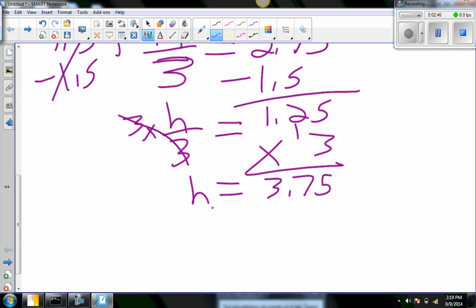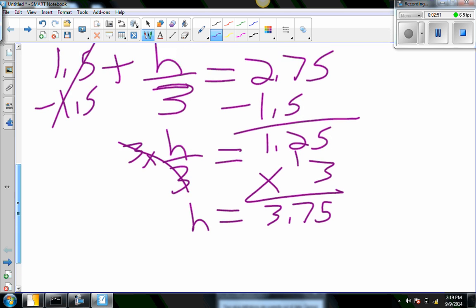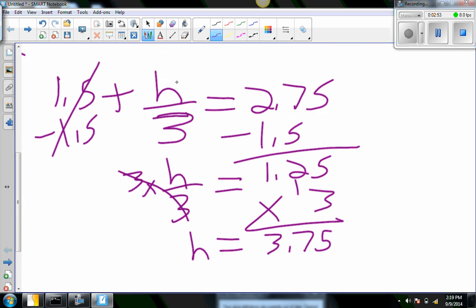And so if you want to plug that back in to check it, you sure can. Plug 3.75 in right here. What's 3.75 divided by 3? It's 1.25. 1.25 plus 1.5 is 2.75, so it does work.